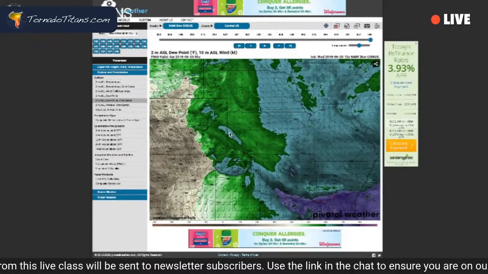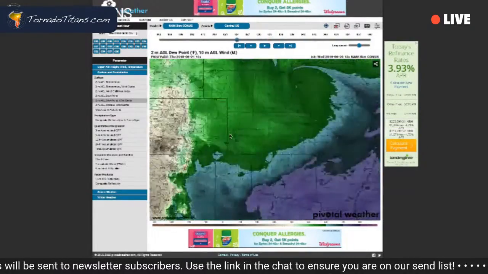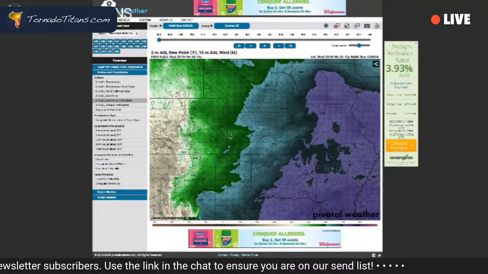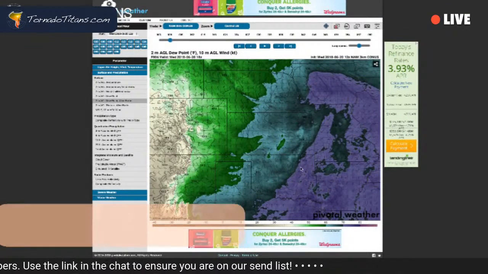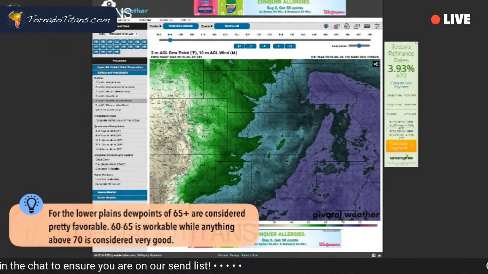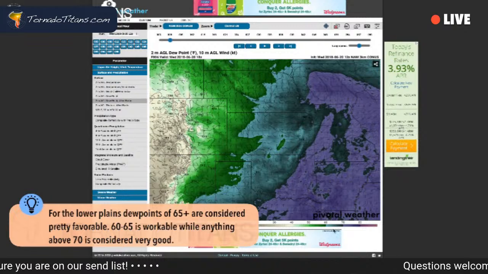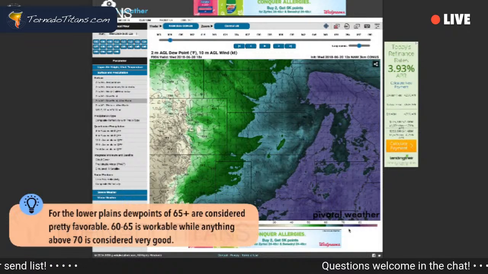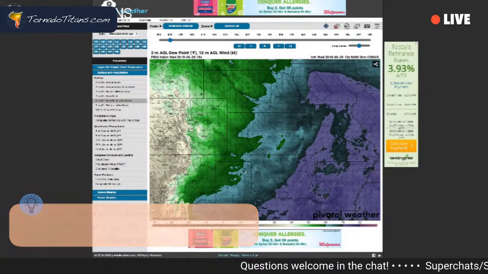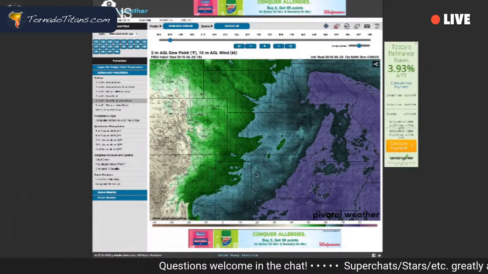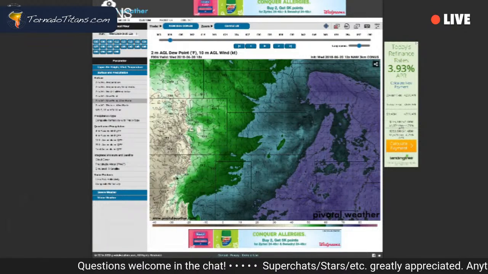For the lower plains, and I'm talking about the area from central Nebraska down to North Texas, this includes Kansas and Oklahoma, anything above 65 is considered pretty good. 70s are excellent. 60 to 65, workable but not ideal, and anything below 60, you have to have a lot of caveats to make it work.